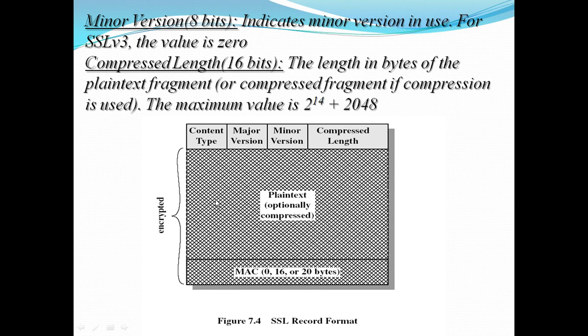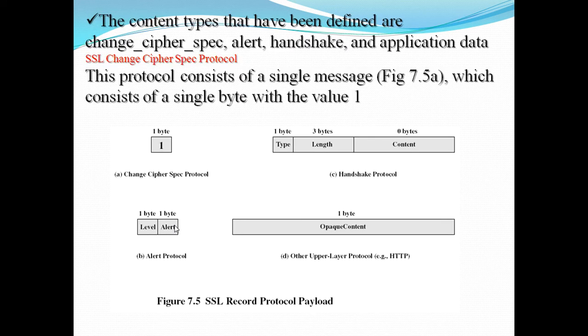Now look into the SSL record format. The plain text, compressed text and MAC are all going to be encrypted. Then append the header. Next is the SSL change cipher protocol. This we will discuss in the next class.